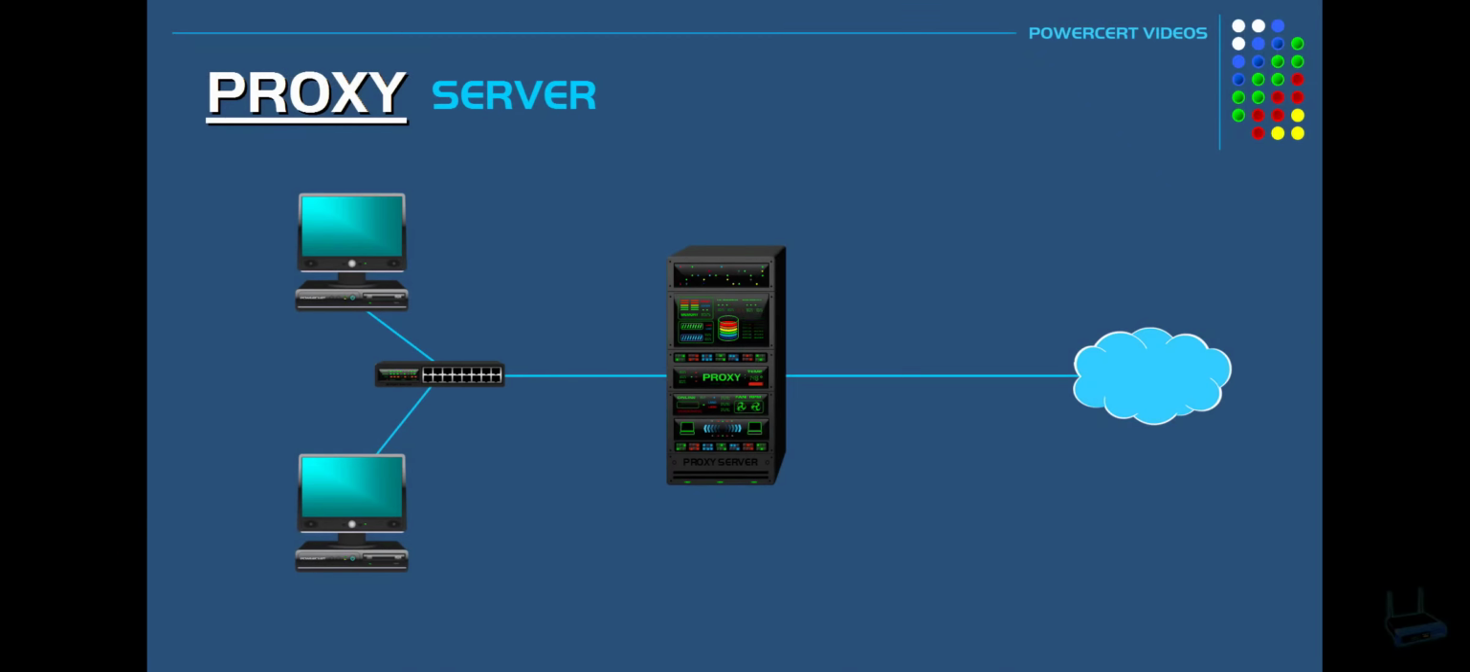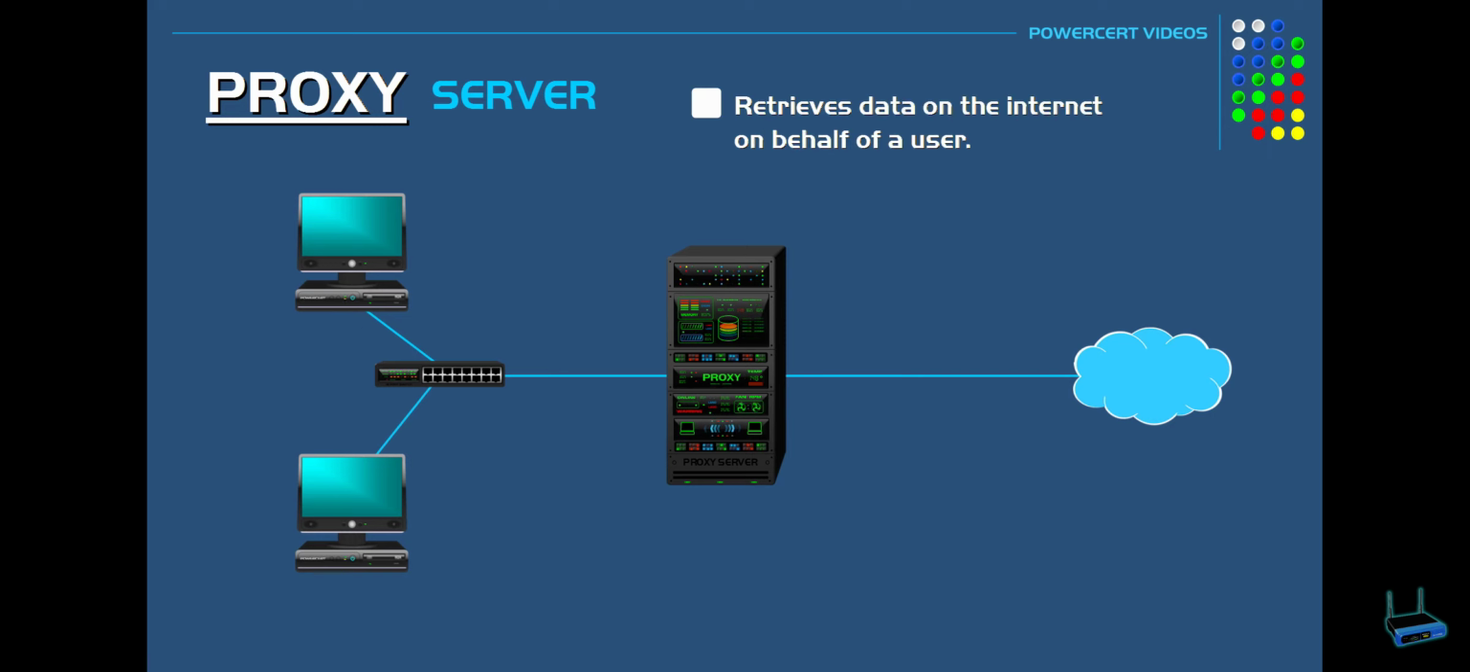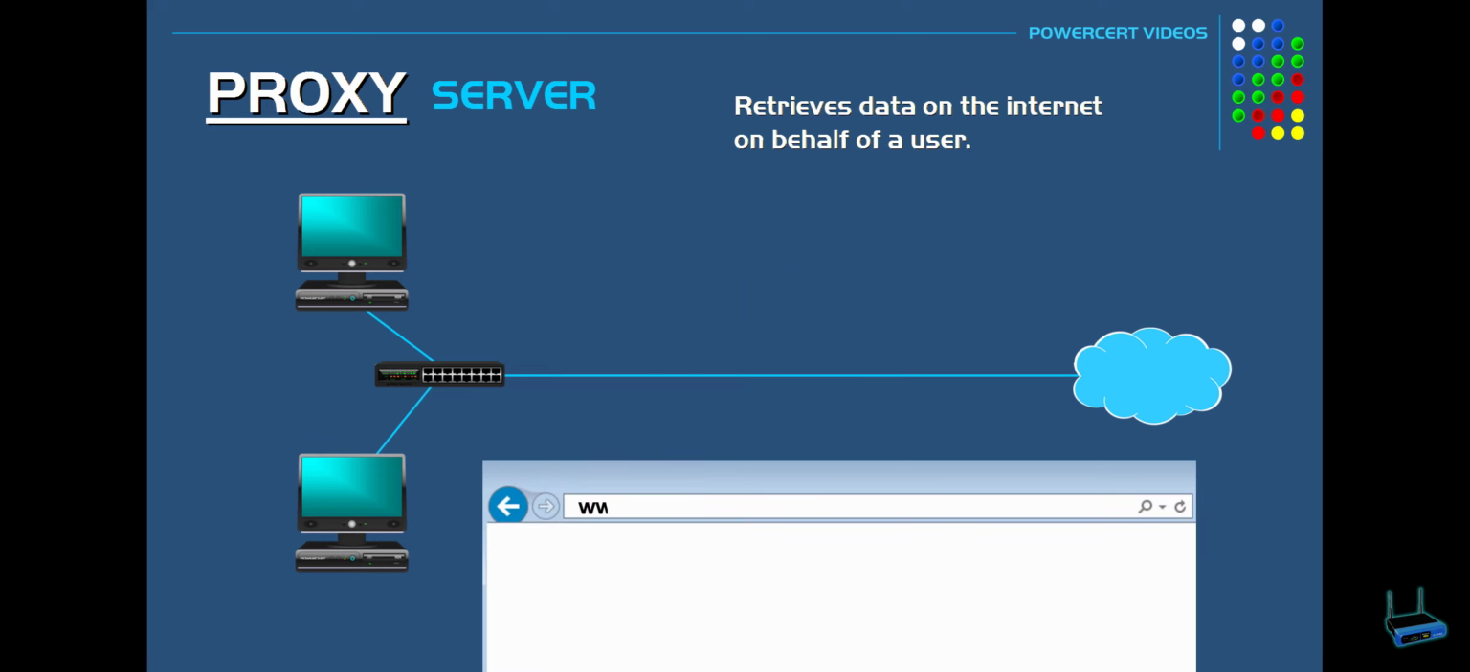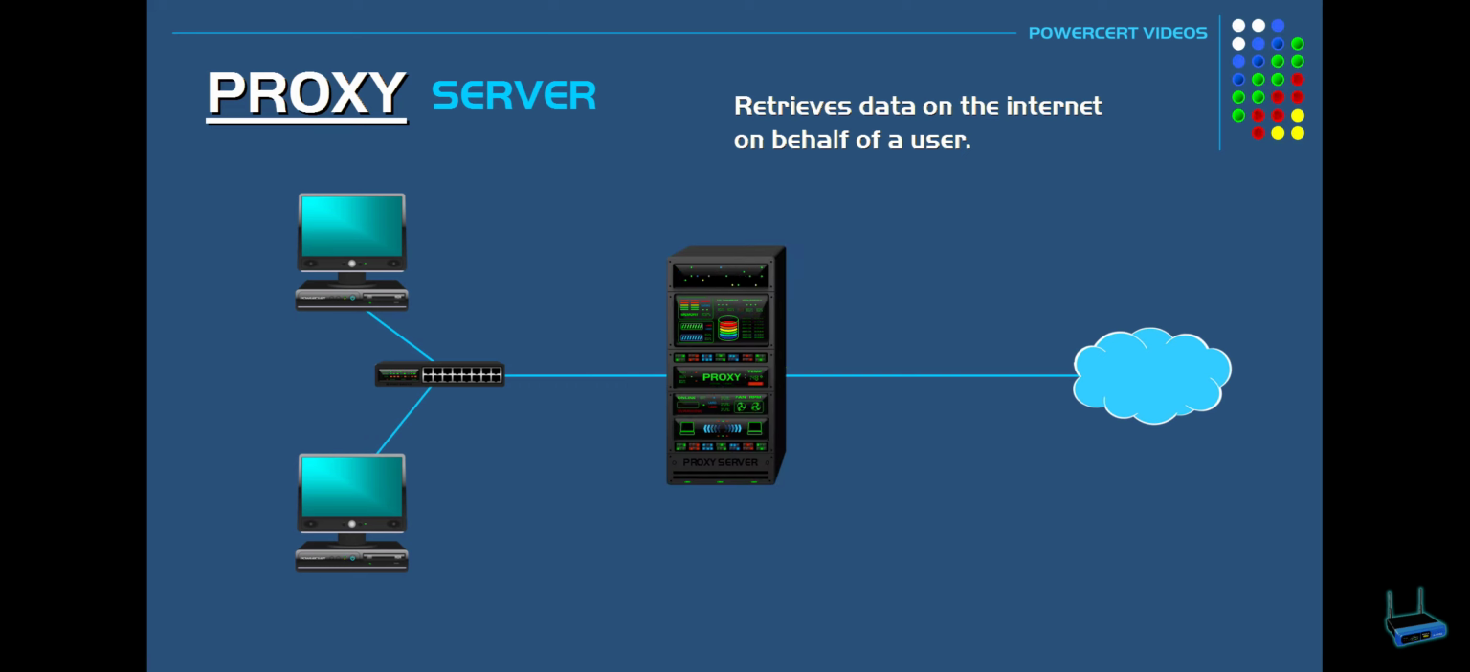is a proxy server. So that is the topic of this video. Now, a proxy server is a server that retrieves data out on the internet, such as a web page, on behalf of a user. So for example, normally when a computer wants to view a web page out on the internet, you would just open up a web browser and then type in the address and retrieve that web page from its web server. Now when you go through a proxy server, the proxy server will act like a middleman and will retrieve that web page for you.